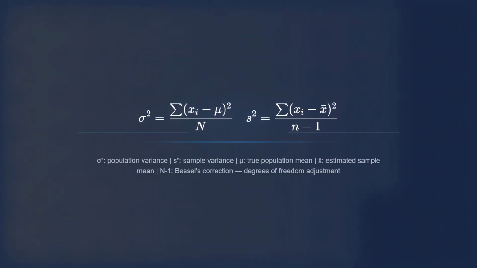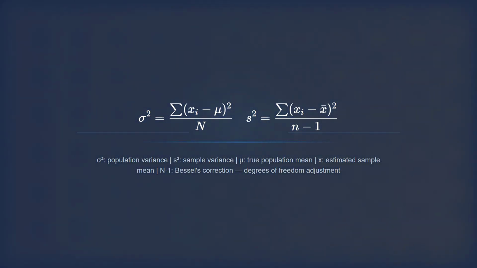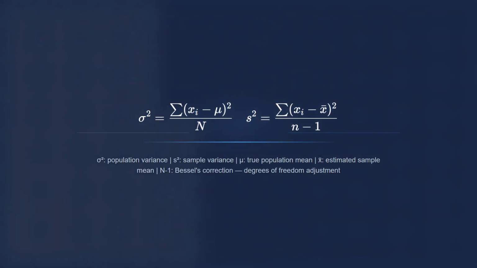Now the concept that trips up more candidates than any other in this reading: population variance versus sample variance. The formulas look almost identical. One divides by n. The other divides by n-1. Here is why, not just the rule.